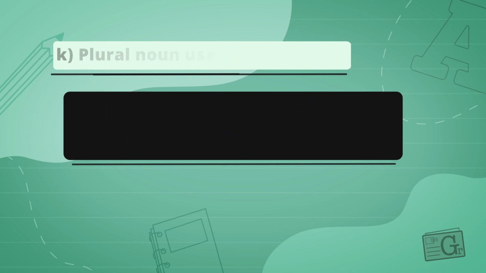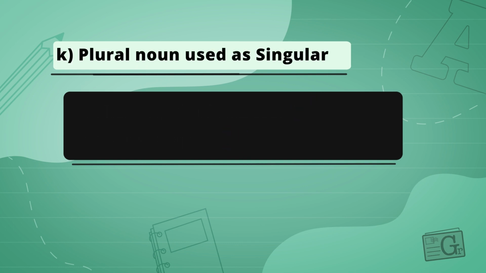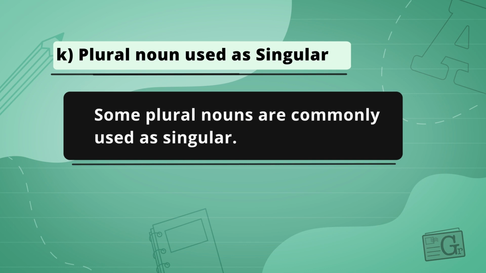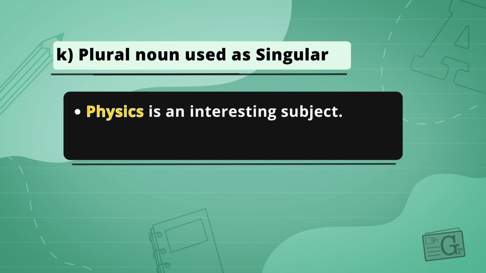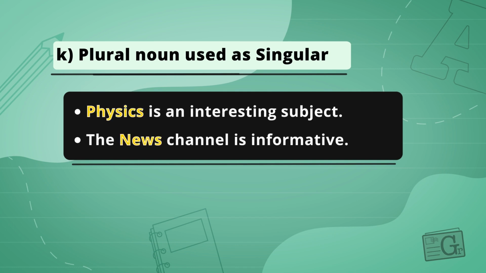Next, some plural nouns are commonly used as singular, though they have s at the end. For example, physics, news, and so on. Let them be used in sentences. Physics is an interesting subject. The news channel is informative.